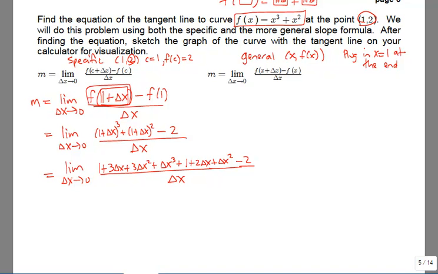Now some things should cancel here. Our 1 plus 1 is 2, and that's going to cancel our minus 2. And if we look for some like terms here, I have a 3 delta x and a 2 delta x, which is a 5 delta x. And I have a 3 delta x squared plus another delta x squared, which is 4 delta x squared. And then I have that delta x cubed.